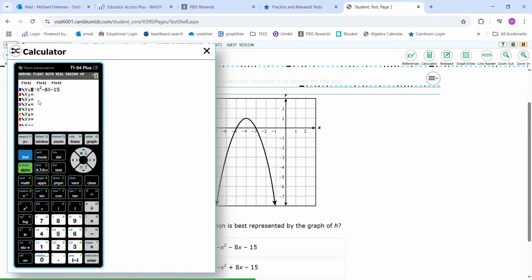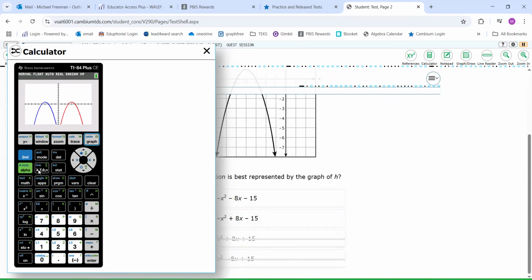If I hit enter, the next one is negative x squared plus 8x minus 15. And the cool thing about doing it online is, look, all of these are going to be different colors. I can graph them both at the same time. Well, the red one is obviously not the same graph. It's on the wrong side of my y-axis. So I know it's not the red one. So it has to be this first one.